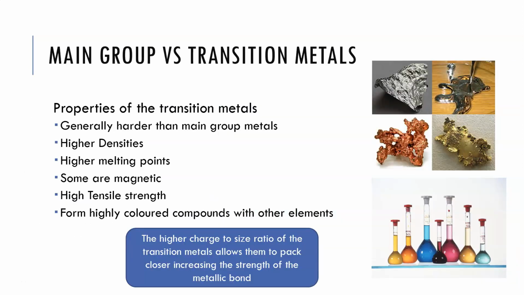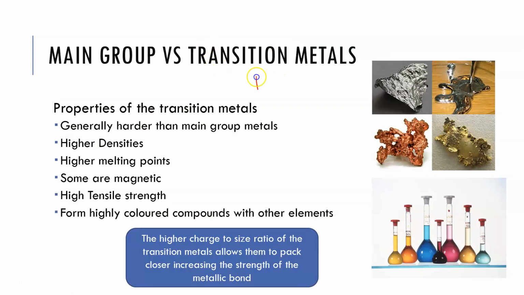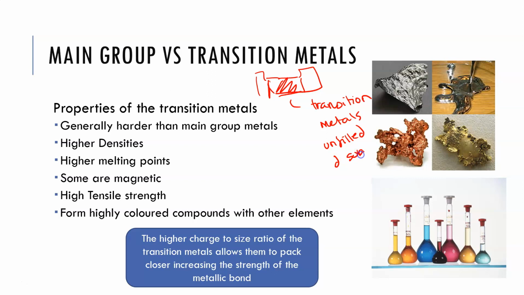Generally, we break metals down into the main group metals or the transition metals. Transition metals we find in the D block. So you'll remember this from your periodic table. We're talking the metals within the D block here. So these are our transition metals. You may remember that these have an unfilled D subshell. So that unfilled D subshell gives them unique properties.